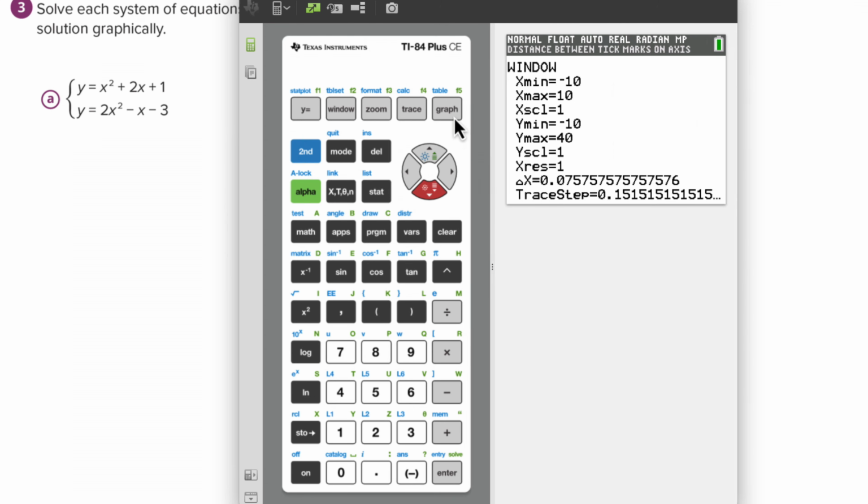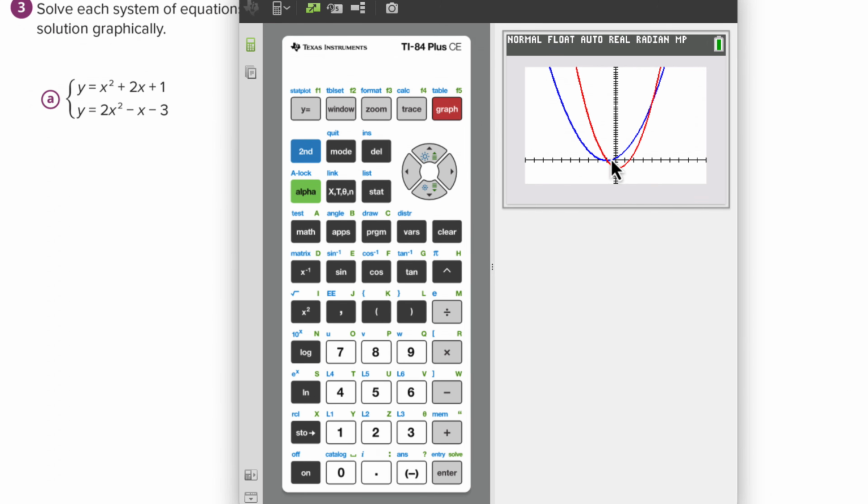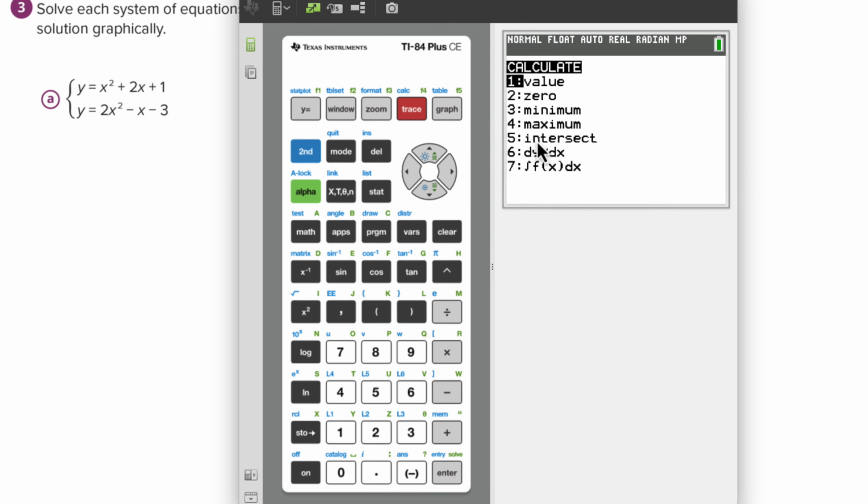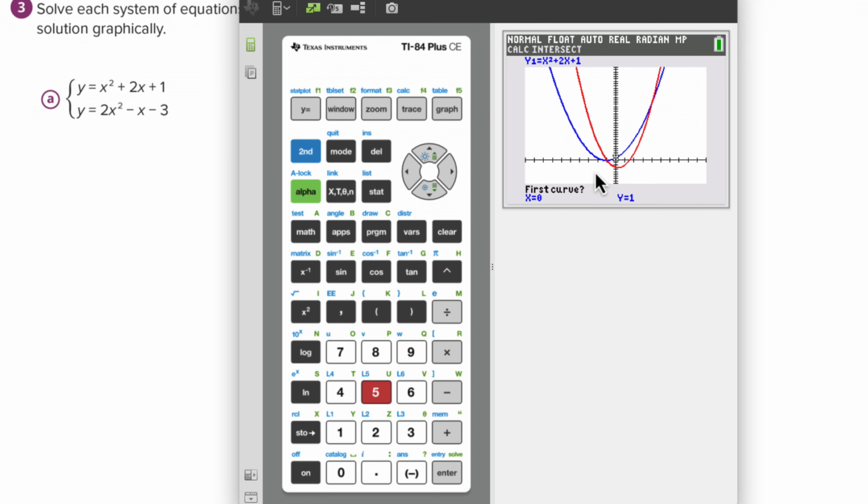I need to go higher, so that's Y max. And now I can see them. There's 2 points of intersection. So second, calculate the intersect. I put the cursor close to the first one, then I hit enter and enter and enter.